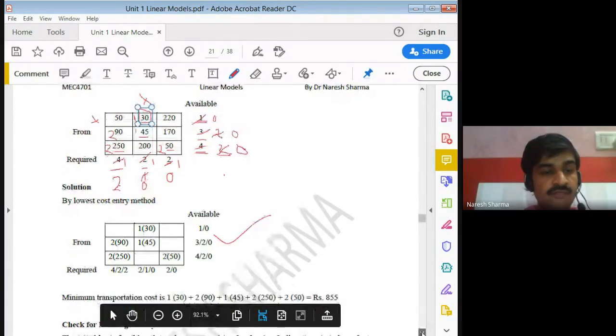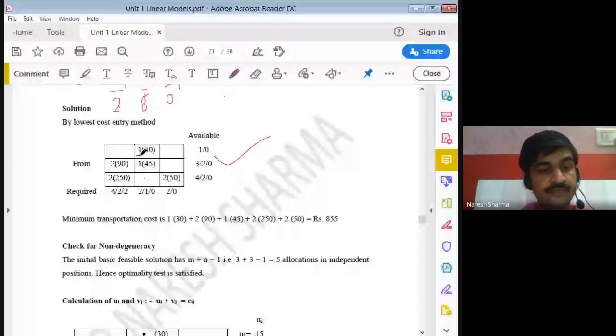So these are the solution variables: 12, 21, 22, 31, 33. So these are the variables. If you multiply with your corresponding costs, that gives you the transportation cost, the total cost, right?